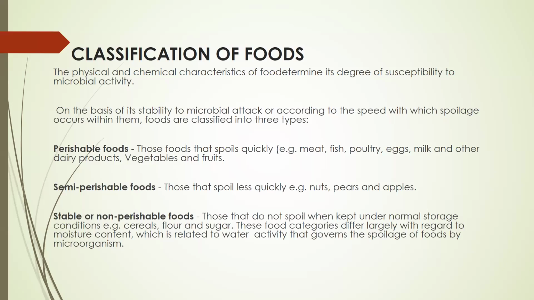So for food samples that spoil quickly, you discover that they have water. And water is very necessary for microbial growth, especially bacteria. So the less water a food sample has, the more stable it is.